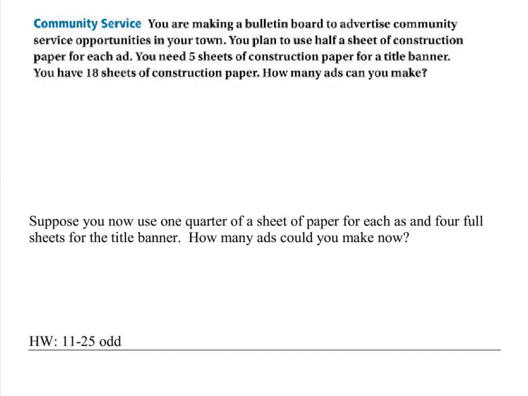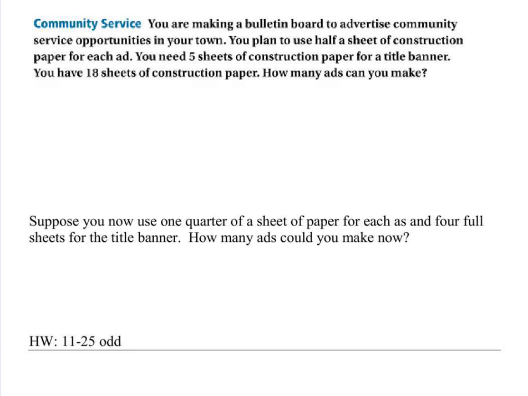All right, so now we have a couple of story problems here. They're not that big a deal. You just got to read the problem and remember that you're trying to write an equation. So it says, you are making a bulletin board to advertise community service opportunities in your town. Is there any useful information in that sentence? No, but it sort of sets up what we're doing, okay? Can you picture a bulletin board where you might put some signs on it or something? All right, so that's what's going on.